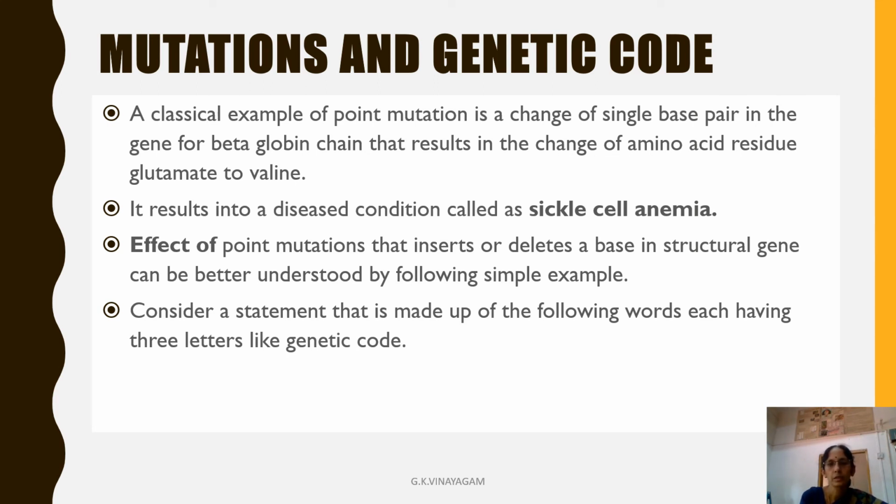You have studied about sickle cell anemia, and it is an example of point mutation. So what is a point mutation? Point mutation is a change in a single base pair. In sickle cell anemia, in the 6th position of the beta globin chain, instead of glutamic acid, valine is present. This is because of a change in a single base pair, and this results in a disorder.